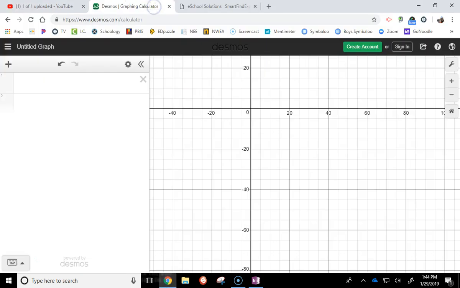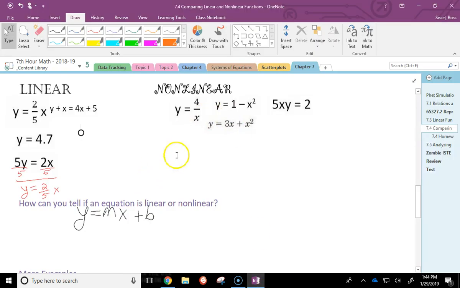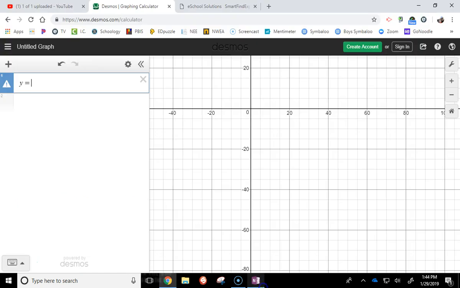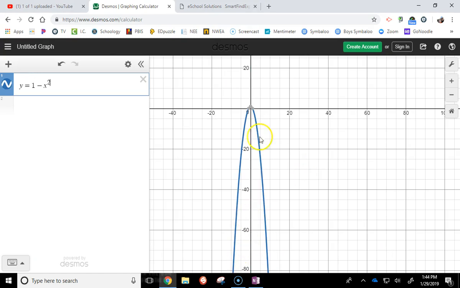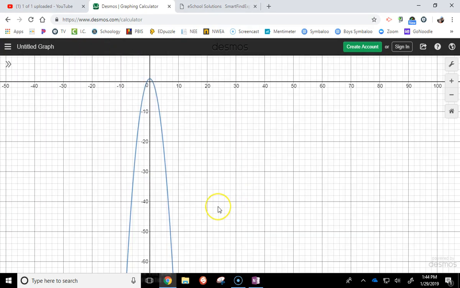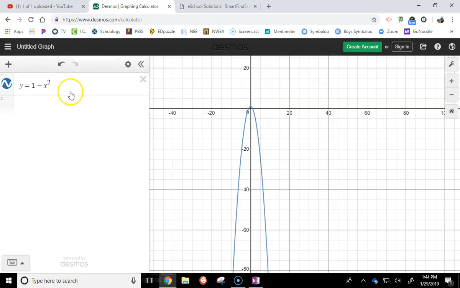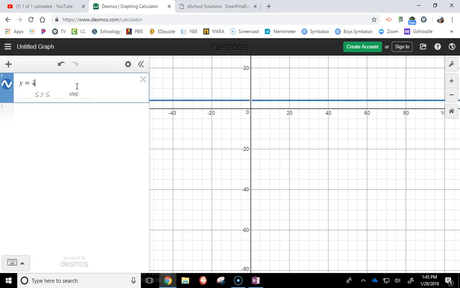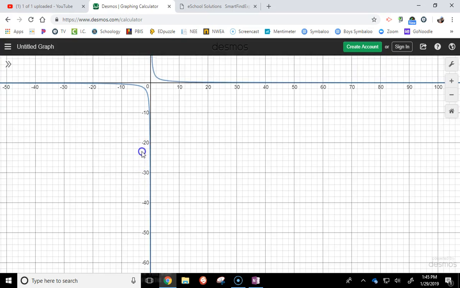You can go to Desmos. If you type in the equation, I'm going to show you the one that did not work. Why do I have people talking? Listen up. y equals 1 minus x squared. That is where we get this. Brayden, please focus. We're almost done. That is where we get this equation. If I did y equals 4 divided by x, that's where we get this equation.